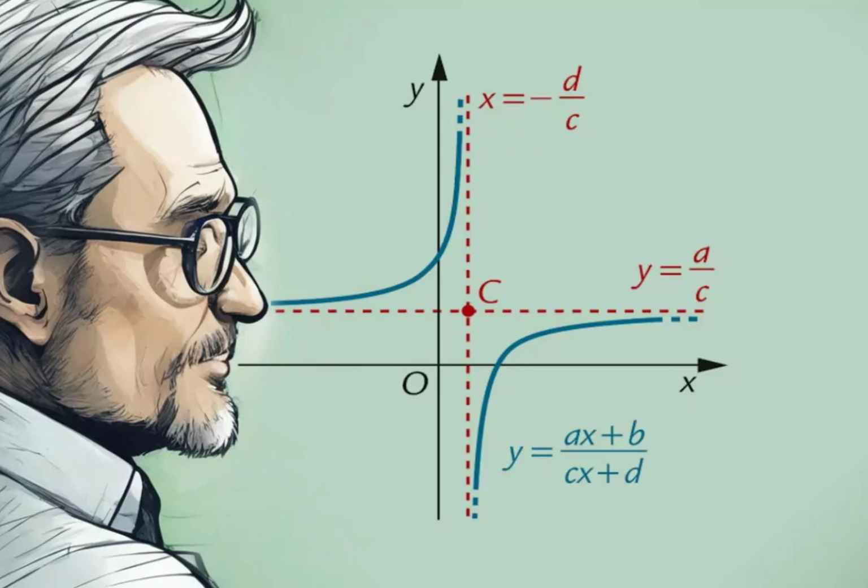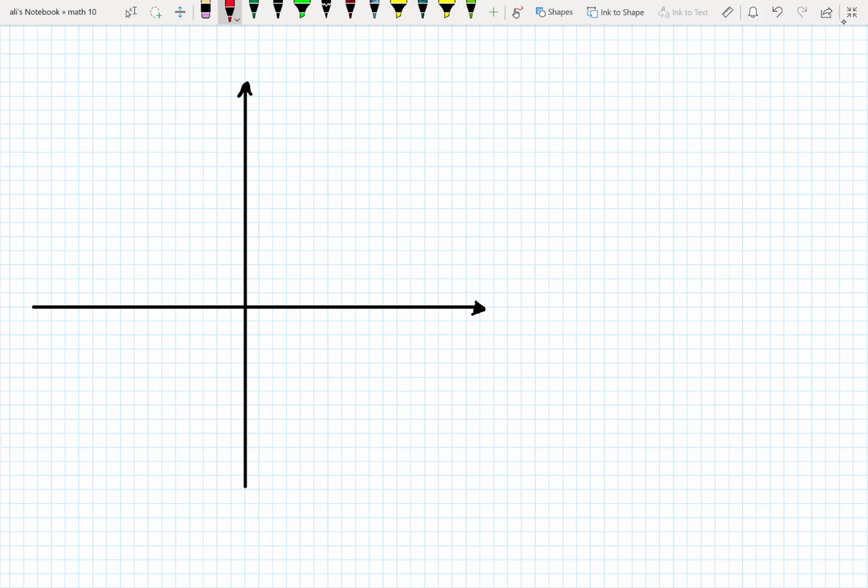Hello friends, in this part we want to draw graphs of three functions. The function y is equal to 1 over x. Y is equal to 1 over x plus 1. Y is equal to 1 over x plus 1. Well, first we are going to plot the function 1 over x.